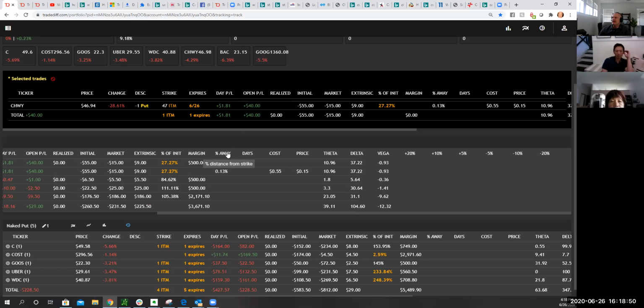Some of these other things, this is percent away. If you hover over anything, it tells you what it means. So this is the percent distance from the strike.